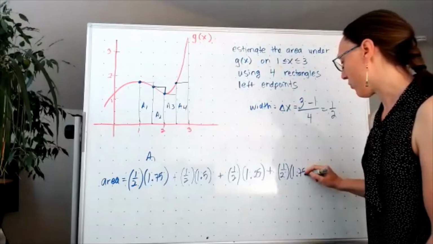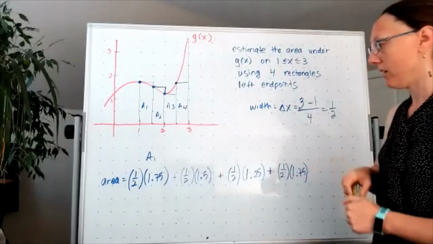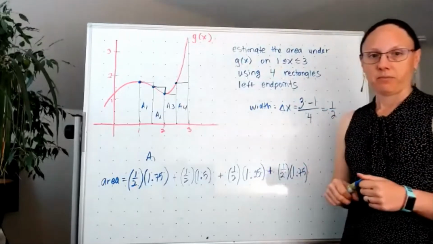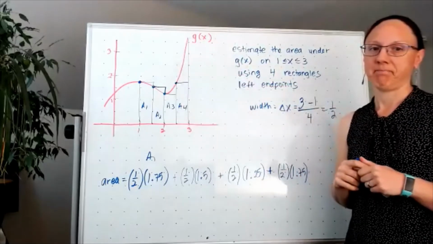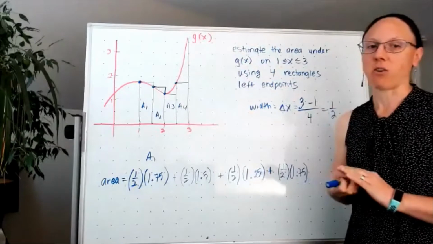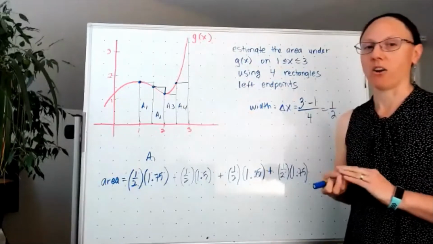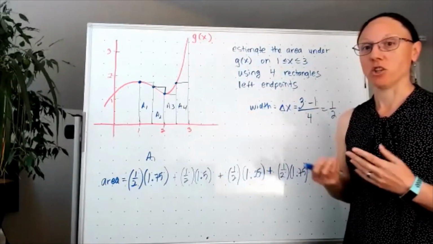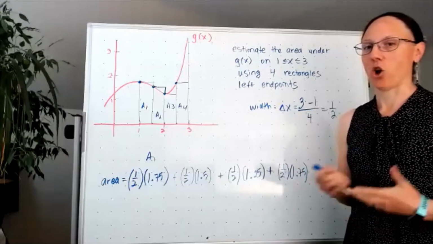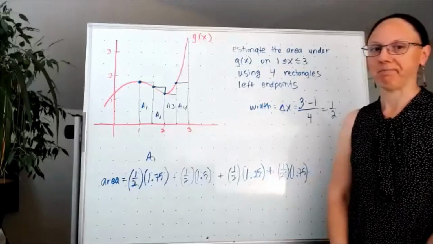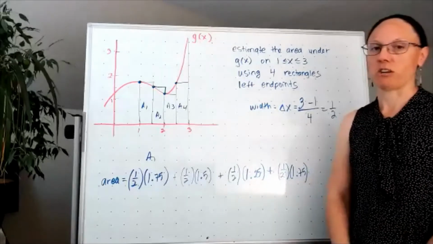And now I'm going to ask the really hard question. Just looking at my picture, do you think that what we just found is an overestimate or an underestimate of the true area under g of x? You can type it in the chat, overestimate or underestimate, just using the picture.